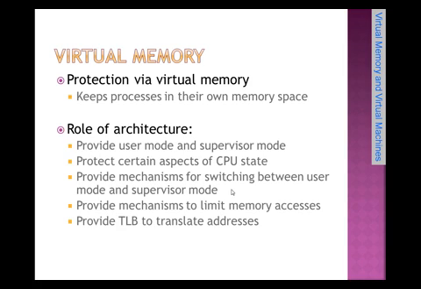Next is virtual memory, that is protection via virtual memory. It keeps each process in its own memory space. What is the role of virtual memory? It provides the user mode and the supervisor mode, and it protects certain aspects of the CPU state. Virtual memory is used as an add-on memory when data is not available in the main memory.